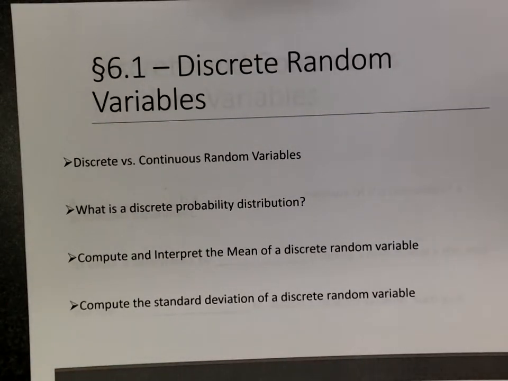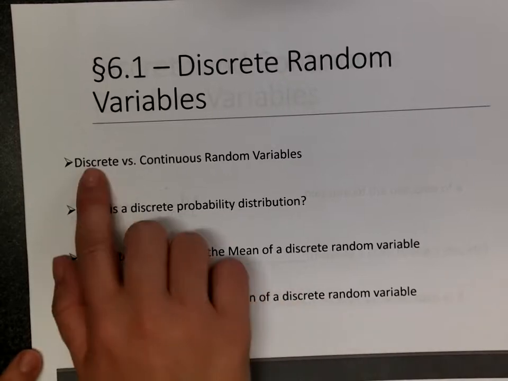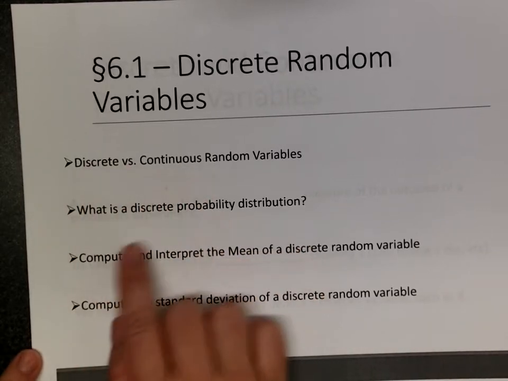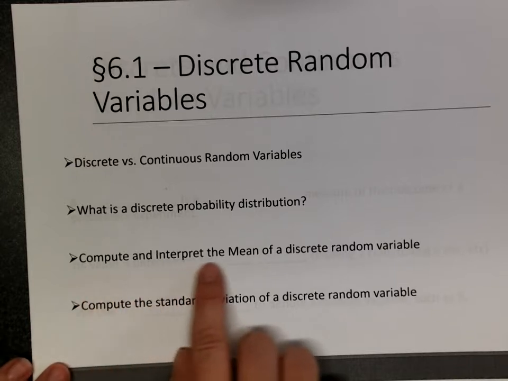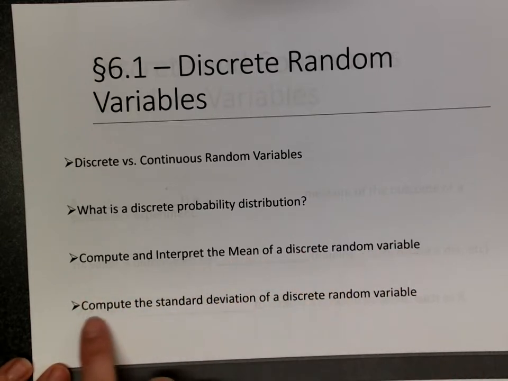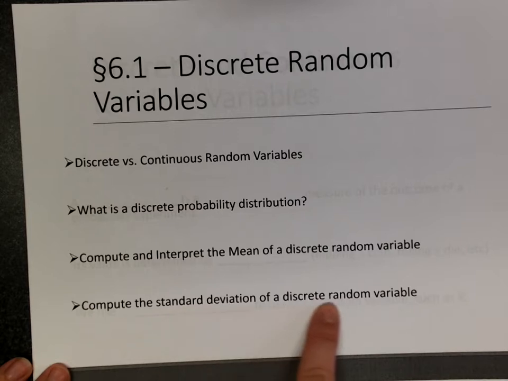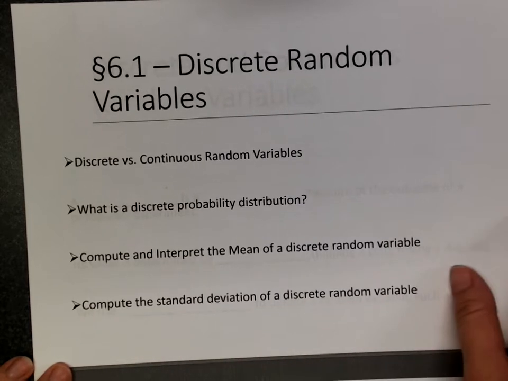So section 6.1. We distinguish between discrete and continuous random variables, talk about what a discrete probability distribution looks like, compute and interpret the mean of a discrete random variable, and also the standard deviation of a discrete random variable.